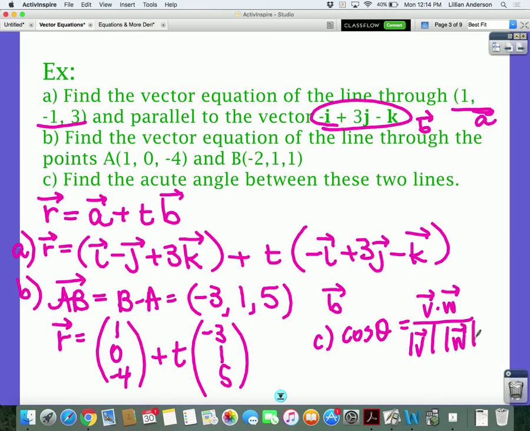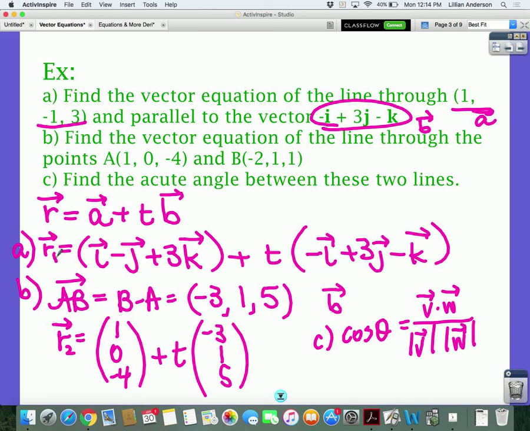Now the question is, what's vector V and what's vector W? Doesn't matter. Yes, it does. Why? Because we're trying to find the angle between this line here, I'm going to label this R2, and this line here, which I'm going to label R1. Okay? Now, what part of these equations are going to go in for vector V, and which part is going to go in for vector W? Is it going to be the position, or is it going to be the direction?